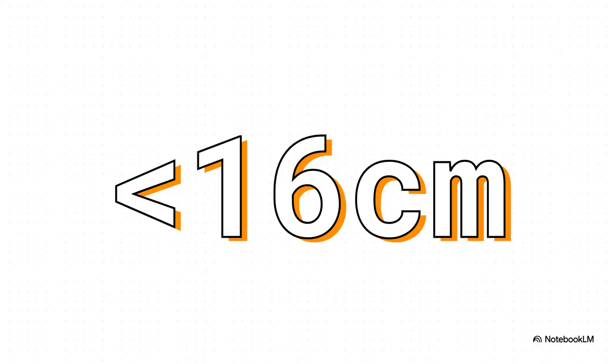So let's talk numbers, because this is crucial. Now, it definitely varies a bit with sex and body size, but the general upper limit of normal for a liver span on ultrasound is less than 16 centimeters in the mid-clavicular line. If you see a number bigger than that pop up on a report, your hepatomegaly alarm should be going off.